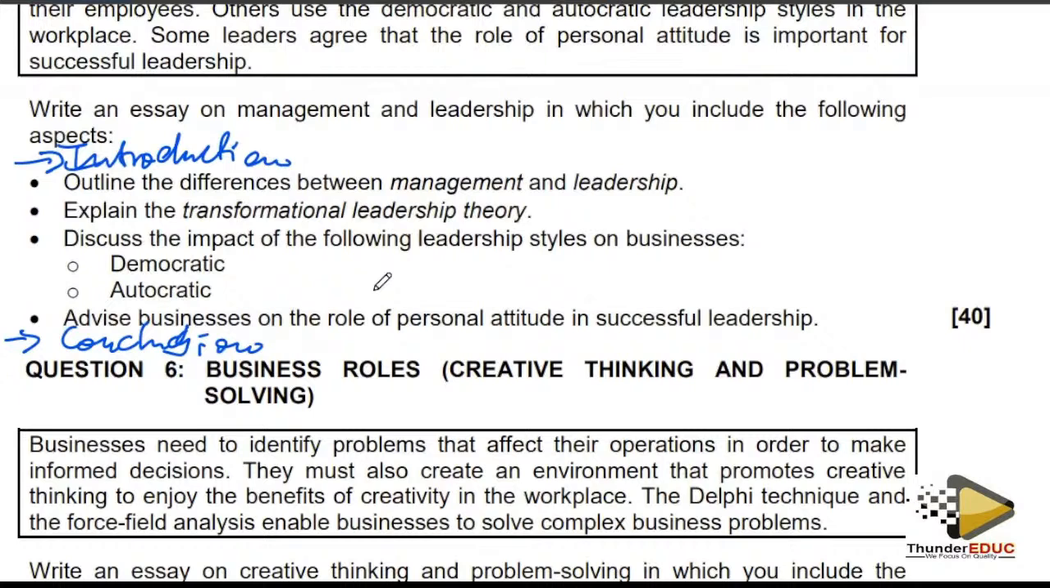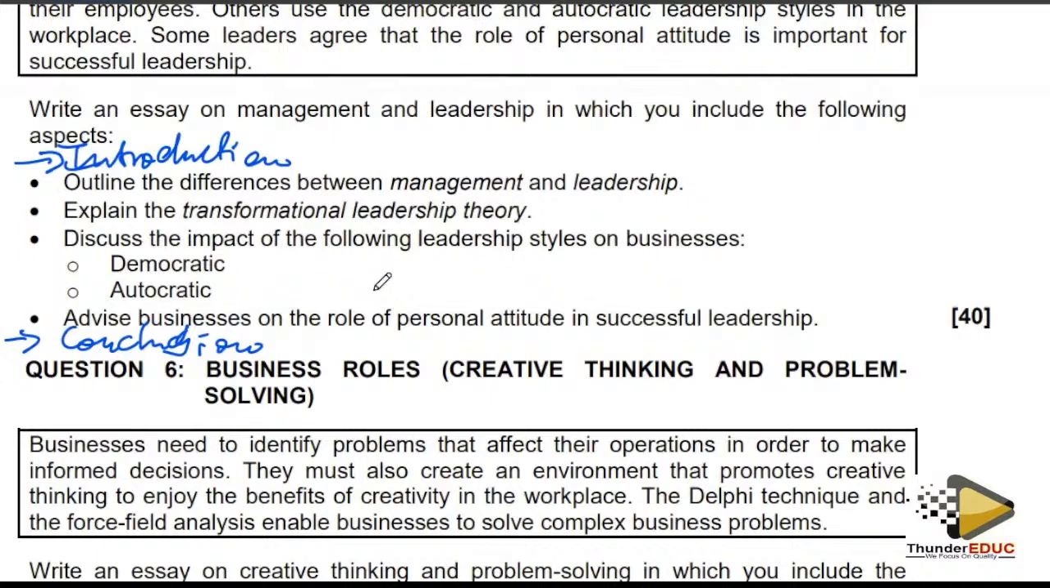The impact of democratic, in particular, we are going to check the positive. Employees participate in the decision-making process, so they feel positive. And also, the staff gives a variety of ideas that can lead to innovation or improved production methods or increased sales.